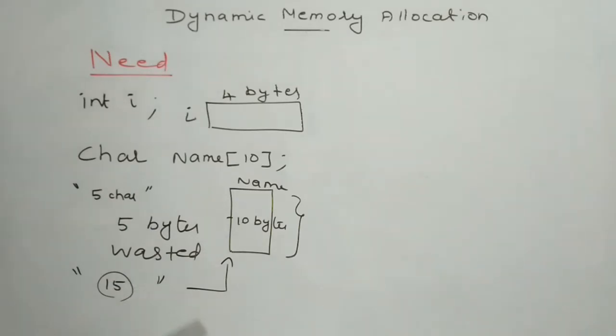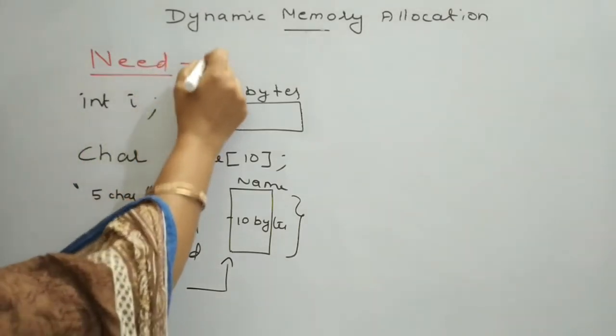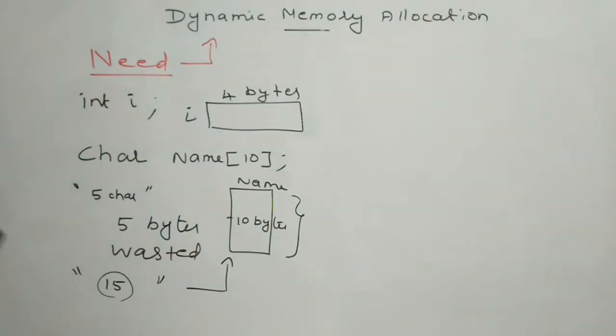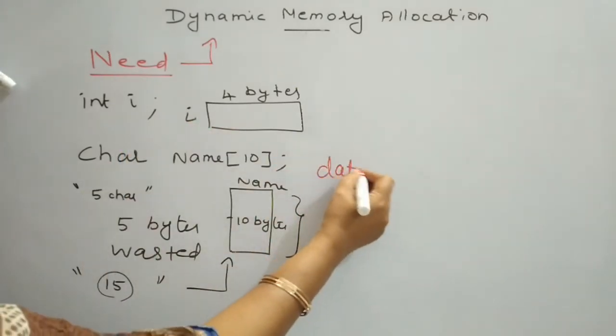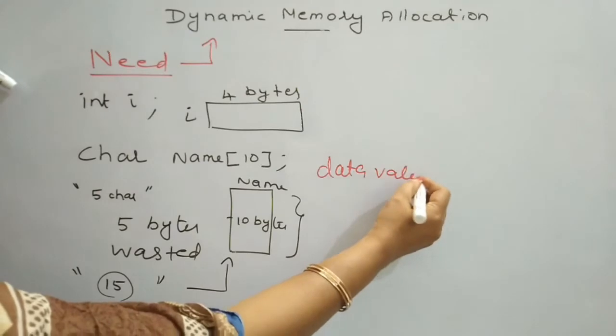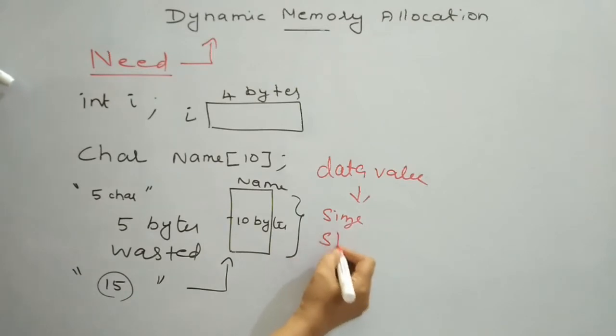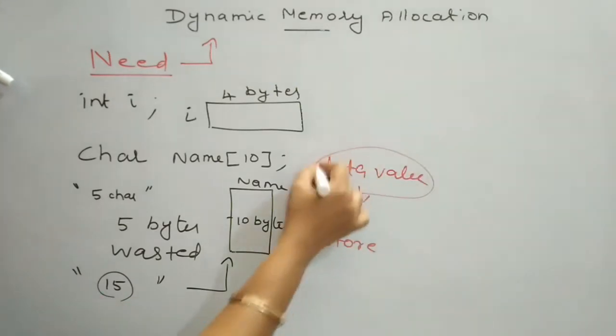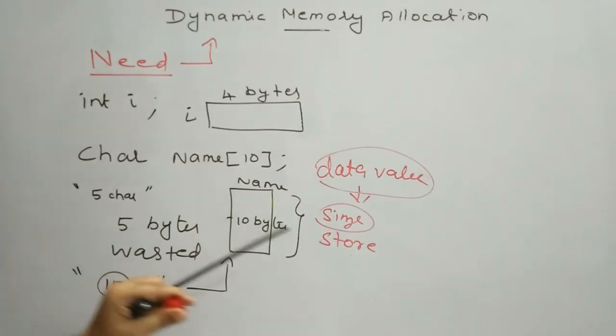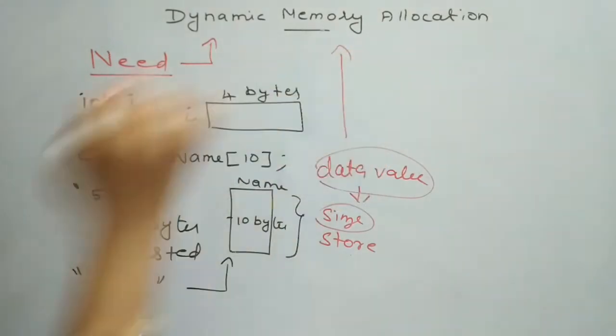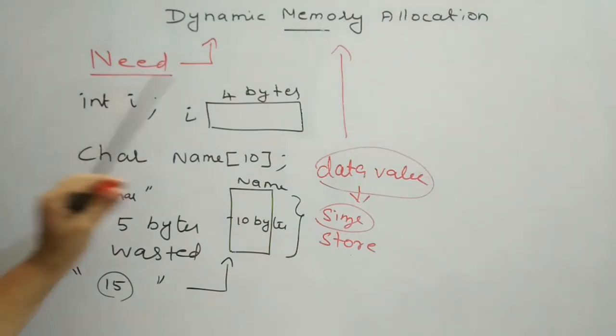So we go in for dynamic memory allocation, wherein we can allocate memory during runtime and also change the size of the memory block we have allocated. And one more thing: if I don't initially know the size of the data which I want to store, in that case also I opt for dynamic memory allocation.